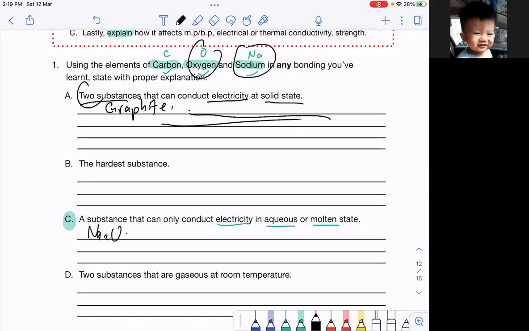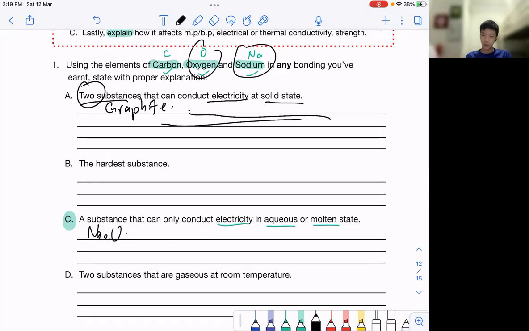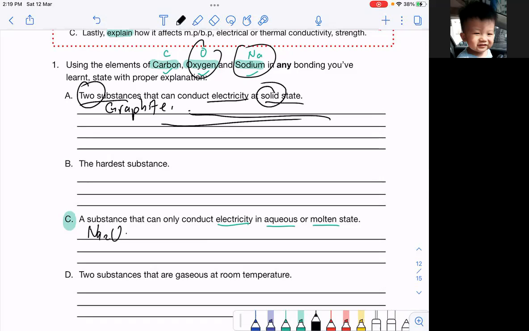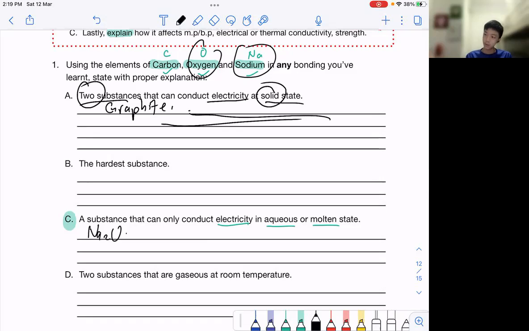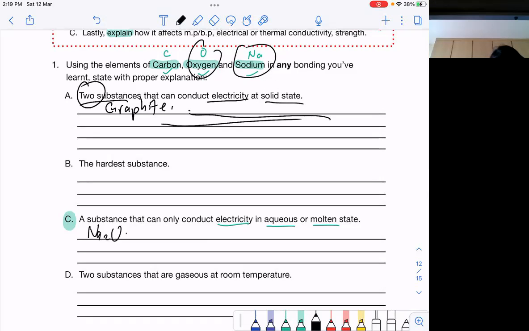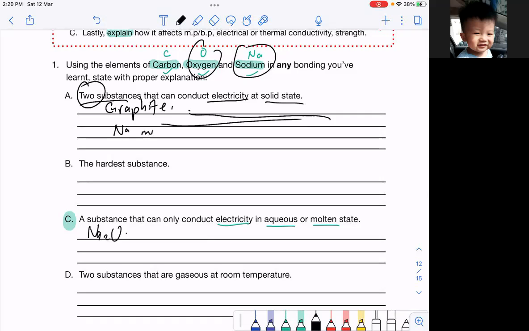Graphite is correct, but I said two substances. Quick, this is not difficult. Can it be ionic? Ionic cannot conduct in solid state, so it's wrong. So I'm asking, can it be ionic? The answer is no. So it must be what? You used covalent already, and you say ionic cannot, so it must be metallic. So it's sodium metal. That's it. No need to bond with other things, it bonds with itself. So you have to explain why metals can conduct.